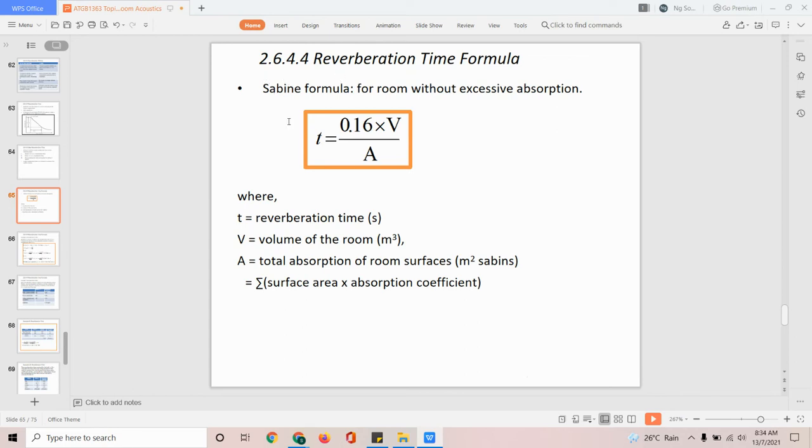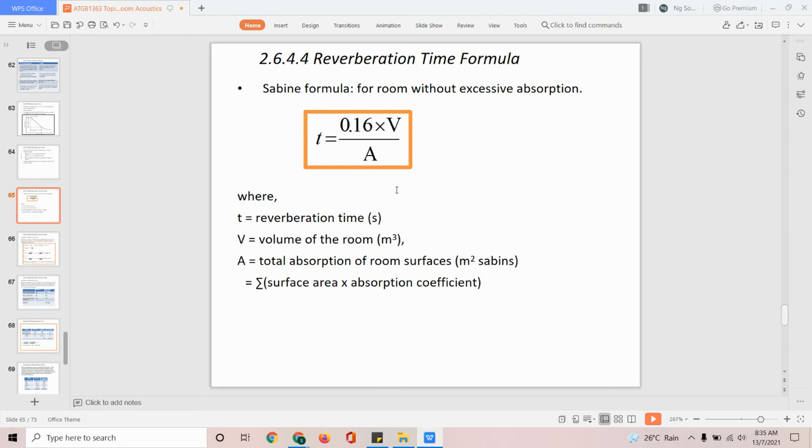This is the Sabine formula. Usually, when scientists give a name to a formula, it is the person who came up with it. This person's name is Sabine, and he is the one who came up with this formula, so he put his name there. This is usually the case for a lot of formulas: if you see a formula with a name, that is the person who invented it.